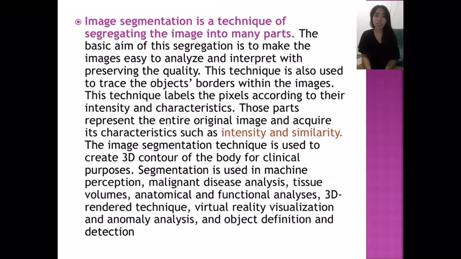Image segmentation is a technique of segregating the image into many parts. The basic aim of this segregation is to make the images easy to analyze and interpret while preserving the quality. This technique is also used to trace the object's borders within the images. It labels the pixels according to their intensity and characteristics. Those parts represent the entire original image and acquire its characteristics such as intensity and similarity.